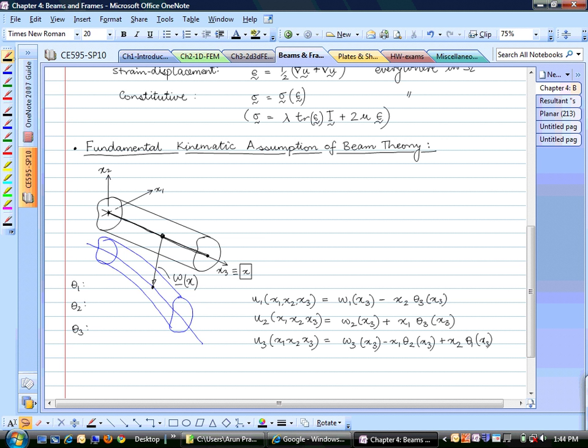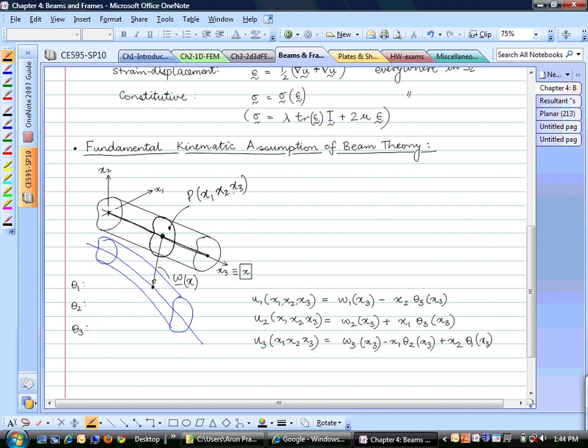So if we were to write the map of any general point in this beam, let's consider one cross section in this beam, and let's say we are considering some point in this cross section. So this point, let's say P, is (x1, x2, x3), or x, y, z.